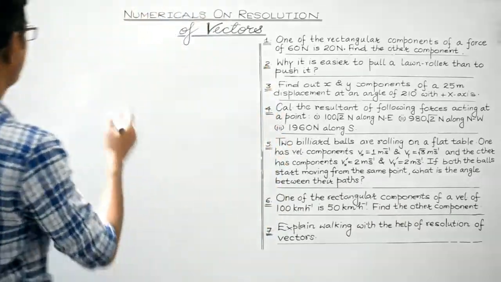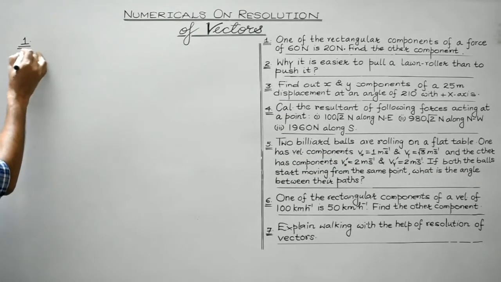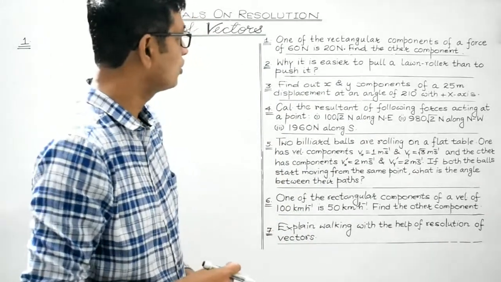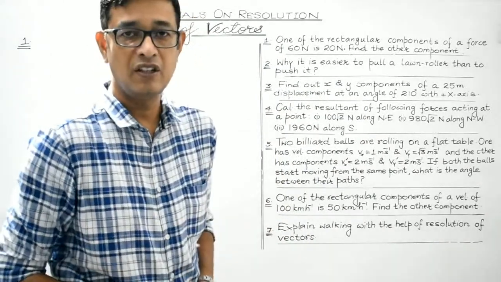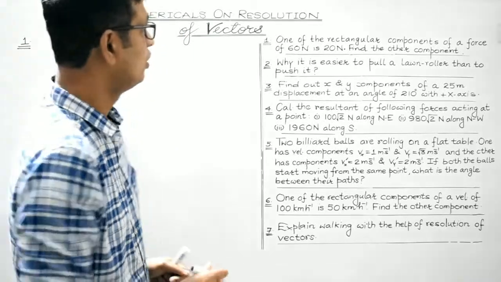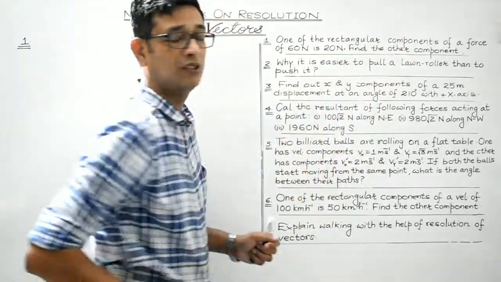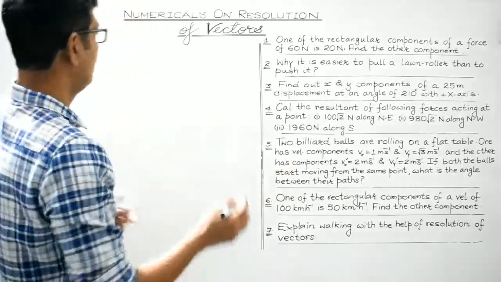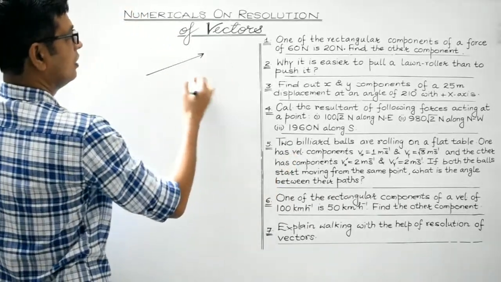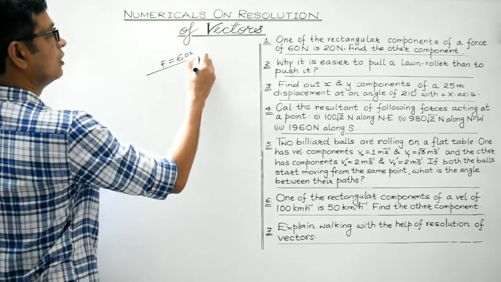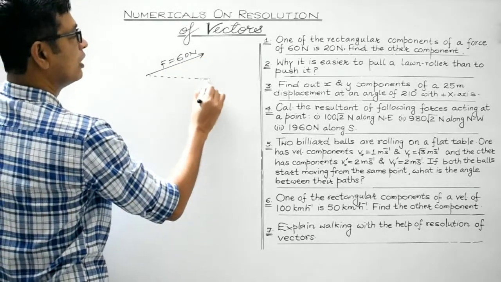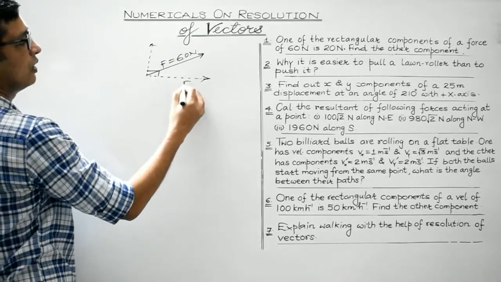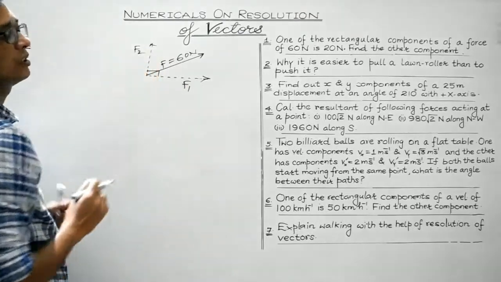Let's start with the first question. It's a very, very basic question. First question is, one of the rectangular components of a force of 60 Newton is 20 Newton. Find out the other component. Look, rectangular components. So we are talking about two components which are perpendicular to each other. Like this is the force and it is given to be 60 Newton, right? It is to be split into perpendicular components like this. These are the two perpendicular components. One is F1, the other one is suppose F2.